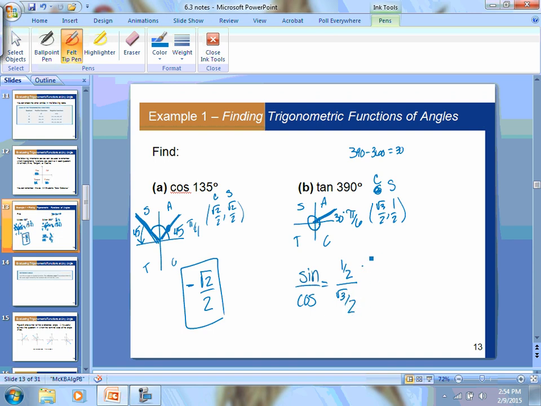Can't leave it like that though. I can't have a complex fraction. So I need to multiply by my reciprocal, which will cancel everything out in my denominator there. And then the 2's will cancel here. So I have 1 over the square root of 3. But I can't leave it like that either. I have to rationalize my denominator. So I'll have the square root of 3 over 3. And it's going to be positive because it's in the first quadrant.